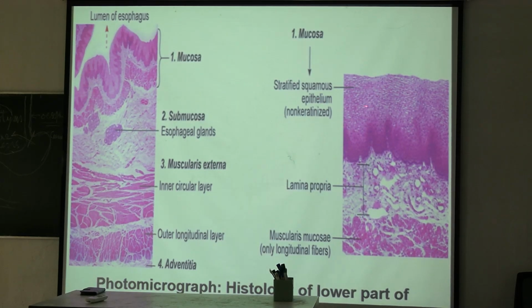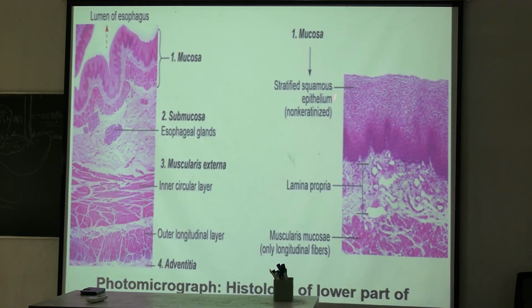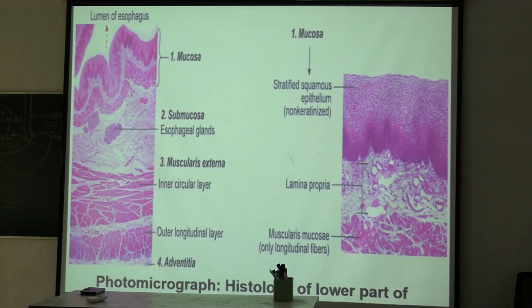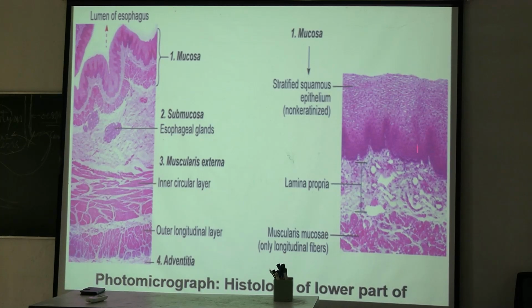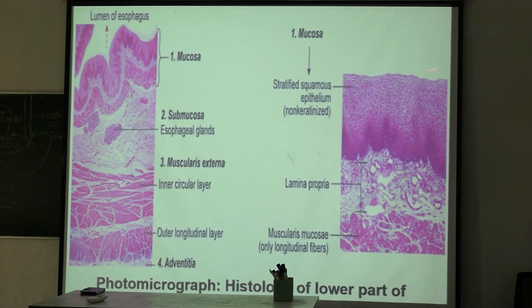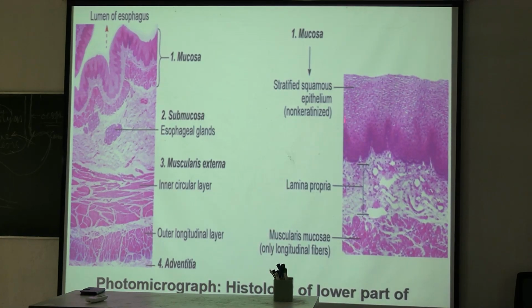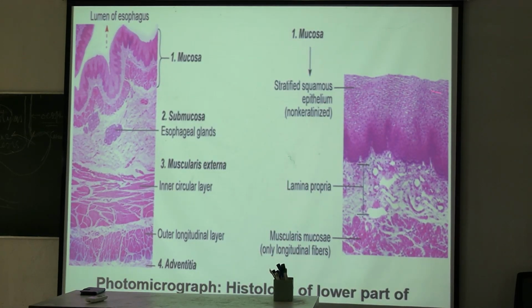And this is an enlarged view of the stratified squamous non-keratinized epithelium. Cells are lying in multiple layers. Shapes of the cells change from columnar to flattened up to the surface. You can see the violet dots, nuclei, in multiple layers. And this is the lamina propria, a loose connective tissue layer, and this is the muscularis mucosa, only longitudinal fibers are present. So this is only the mucosa portion.